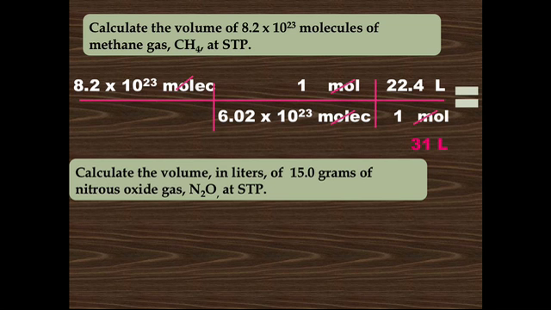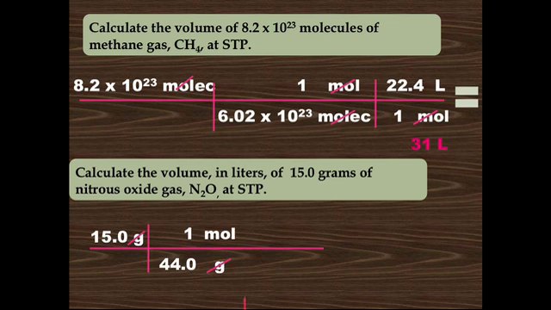Okay, one more problem here. Calculate the volume in liters of 15 grams of nitrous oxide gas, N2O, at STP. So I start with my known, which is 15 grams, and I need grams on the bottom. I look up my grams on the periodic table, and I have to add up 2 N's and an O for N2O, and I get 44 grams. My grams cancel. I want to be in liters, though, so I need to keep going. I got moles on the bottom, liters on top, 1 mole, 22.4 liters. Moles cancel. I'm going to multiply across the top and multiply across the bottom and then divide it out, and I get 7.64 liters.